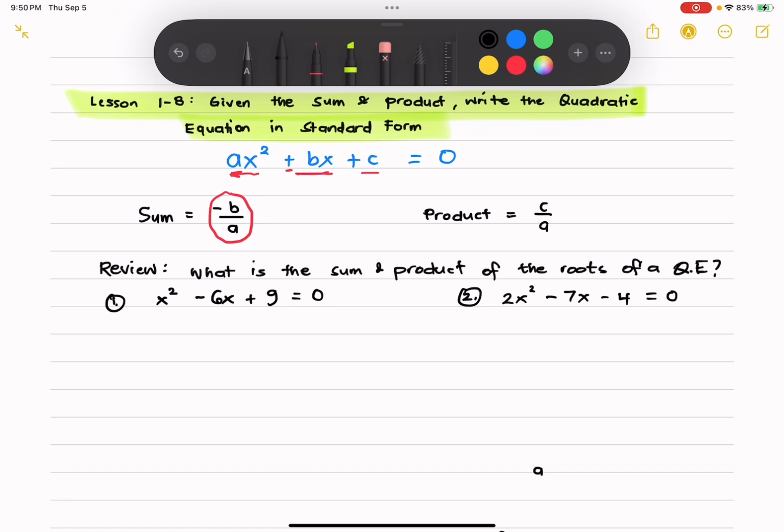So, tandaan, may relationship yung sum and product of the roots ng isang quadratic equation sa kanyang coefficients. So, pag sinabi natin coefficients, these are A, B, at saka C. So, may mga relationship yan dun sa sum and product ng roots. Okay, so ito yung formula natin. For the sum, we have negative b over a. And for the product, we have c over a.